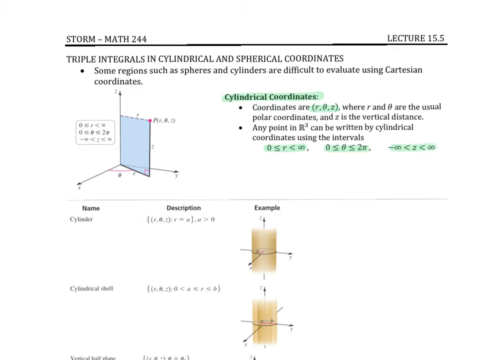The idea is that for any point that you have, you can write that point in three-dimensional space using those three coordinates, r, theta, and z. Our theta is the usual angle measurement in the xy plane, so you're going to go out a theta. And then r is the usual distance out from the origin. And then we have this z value, which would be like a height. And that would get us to our point.